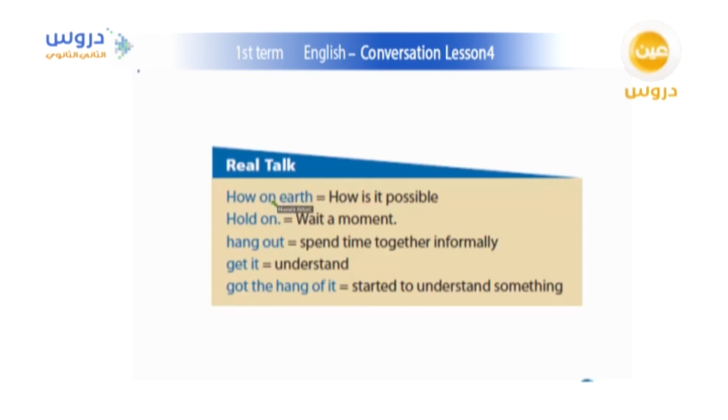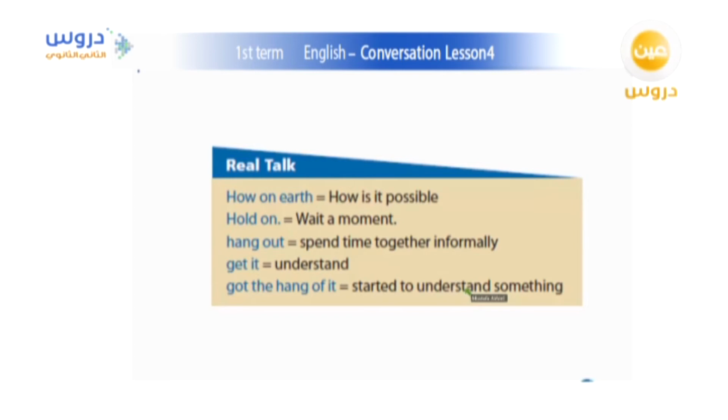Thank you. So how on earth? You remember? How is it possible? How can this be? How on earth? Hold on. Wait a moment. Stop. Okay? Hold on. Wait a moment. Hang out. Spending time together informally. Like, we want to hang out tonight with my friends. So you hang out, which means you want to go spend some time together with your friends. Get it? Please understand it. Did you get it? Did you understand it? Something like this. And got the hang of it. Started to understand something. Started to know something.